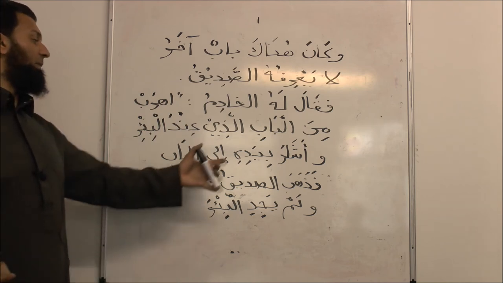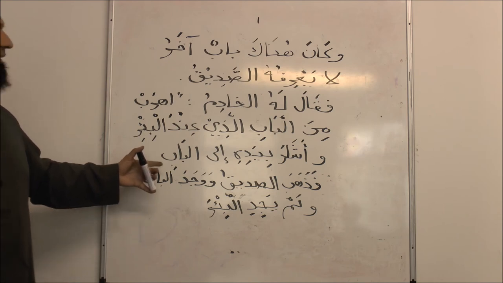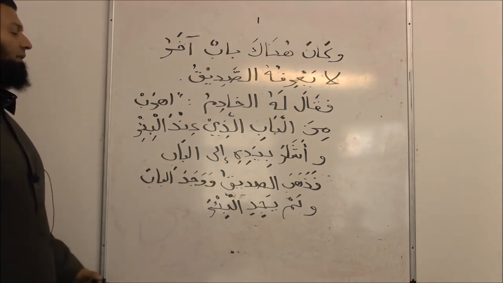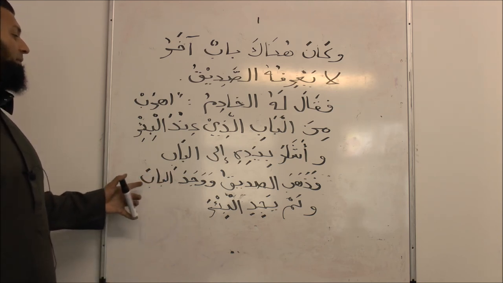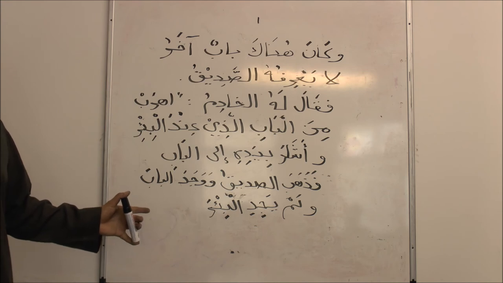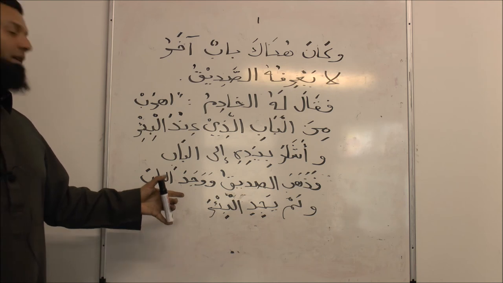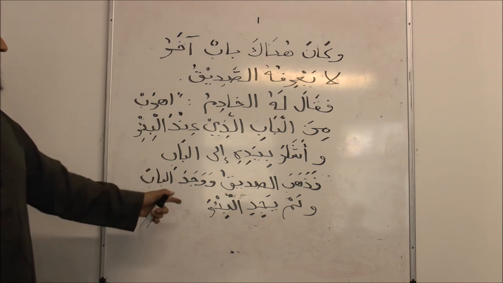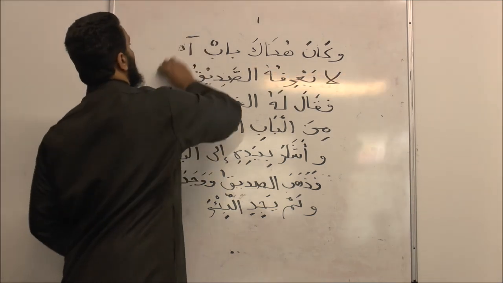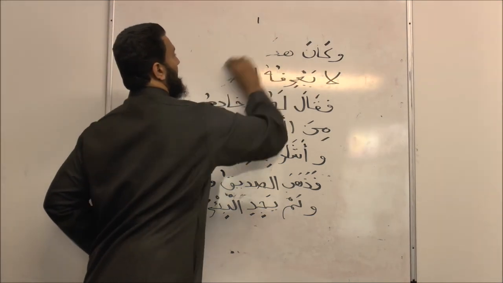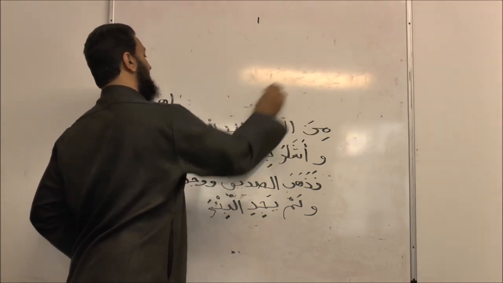And he indicated bi yadihi, with the hand, ila al-babi, to the door. فَذَهَبَ الصَّدِيقُ. The friend went. وَجَدَ الْبَابَ. He found the door. وجد الباب ولم يجد البئر. He didn't find the well. Right? Is that clear? Okay. The last sentence then that we'll do, inshallah.